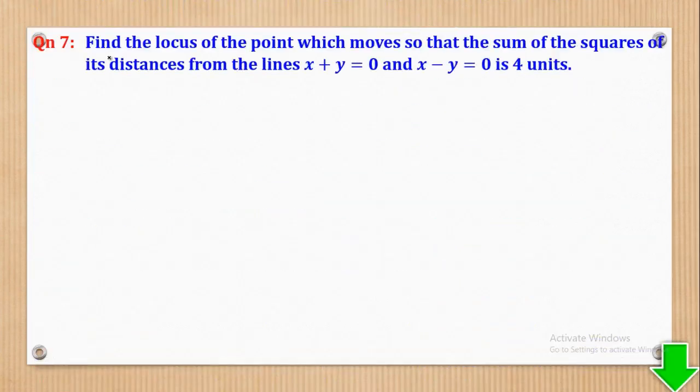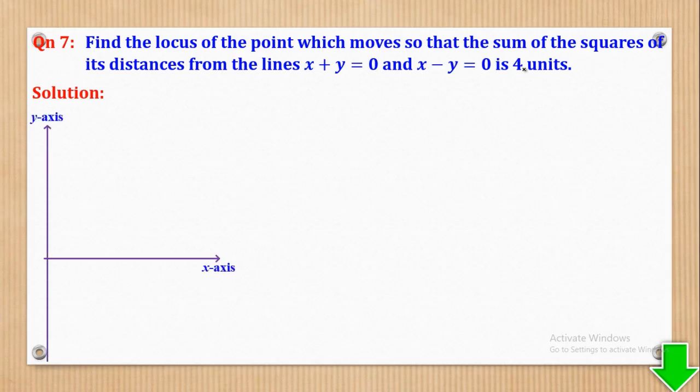Then now we shall go to question 7, which says: find the locus of the point which moves so that the sum of the squares of its distances, know that word, the sum of the squares of its distances from the lines x plus y equals 0 and x minus y equals 0 is 4 units. So still we shall make our sketch to ease the calculation. So we have the x and y axes. Then we shall draw these lines.